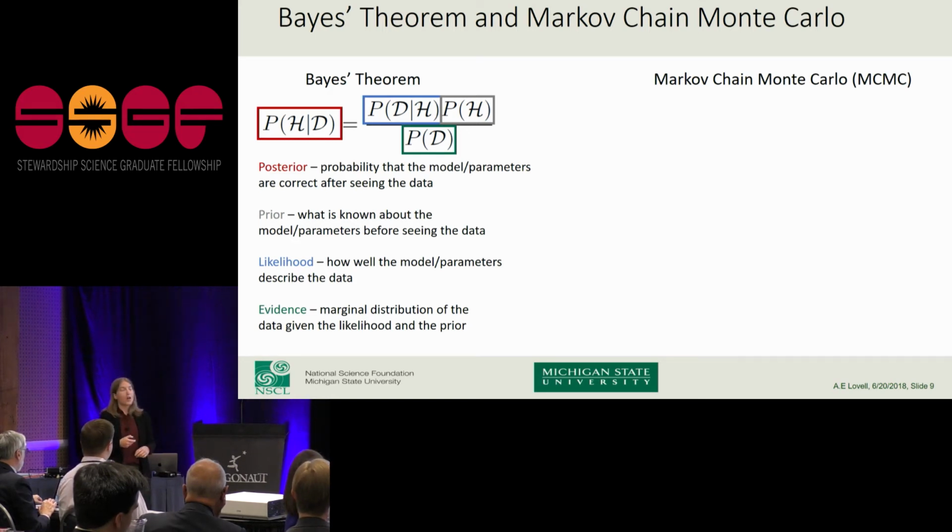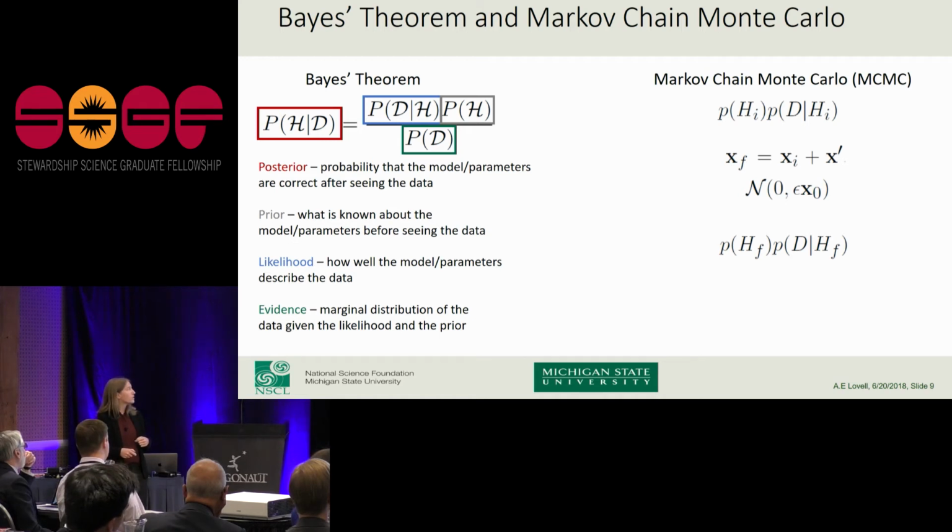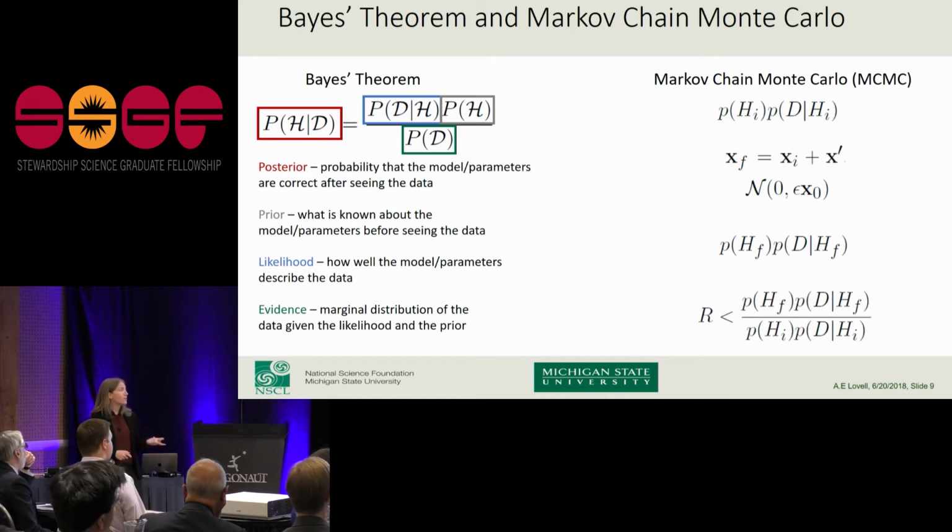But the evidence is very difficult or often impossible to calculate numerically, and so we use Monte Carlo methods to sample from our posterior distribution. The way this works is we start with an initial parameterization, and we calculate our prior and our likelihood for that parameterization given a set of data. We then pick a new set of parameters out of a normal distribution, calculate the prior and the likelihood using our new set of parameters, and then compare the two.